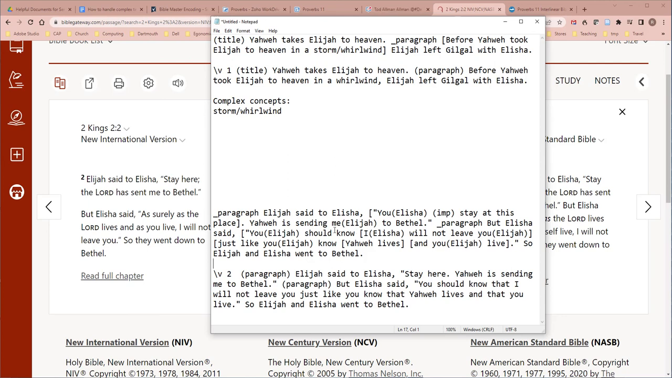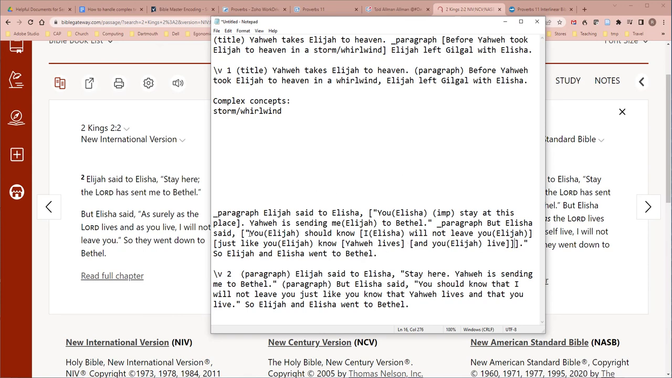So note how I specify you as Elijah, I'm Elisha, and you as Elijah, just like you know that Yahweh lives and you live. Now, when we start a quote, we put a left bracket, and we should have a right bracket at the end of the quote. I messed up here, so I'm going to add that. In fact, there are two brackets I missed. So when the person is inputting this, the computer will tell them, oh, you forgot to add these brackets, and then they'll have to figure it out. But it's nicer if I figure it out for them.